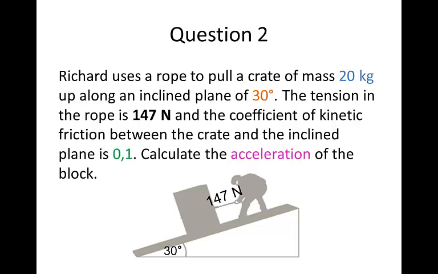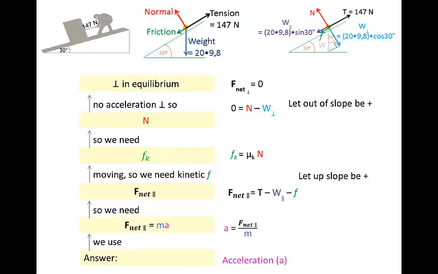Richard uses a rope to pull a crate of mass 20 kg up along an inclined plane of 30 degrees. The tension in the rope is 147 newtons, and the coefficient of kinetic friction between the crate and the inclined plane is 0,1. We have to calculate the acceleration of the block. Use this strategy now to actually put in numbers at the relevant places and answer this question. Pause the movie until you've done that.